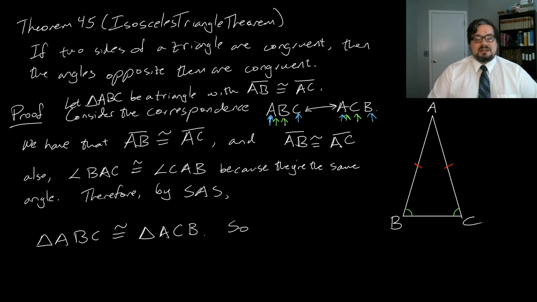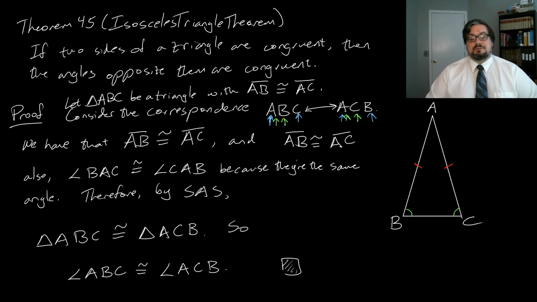So that means that the angle ABC, coming from the left, is congruent to the angle ACB. And that finishes the proof, because that shows that the 2 angles that we're looking at in the problem are congruent to each other.